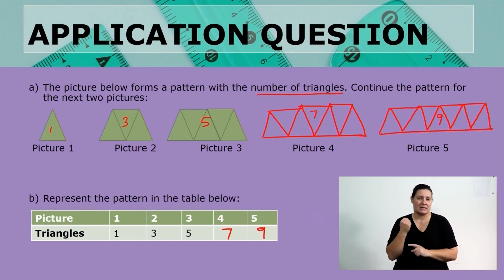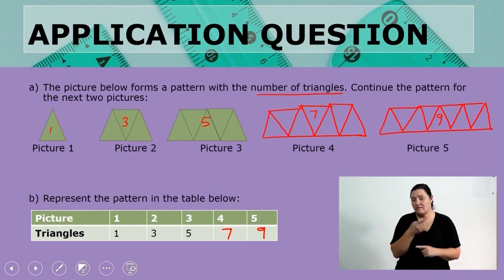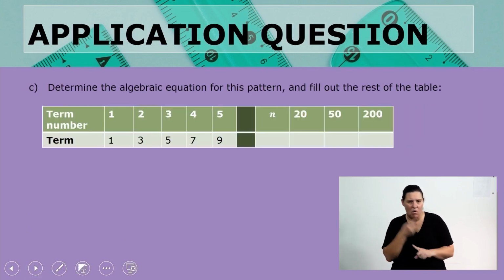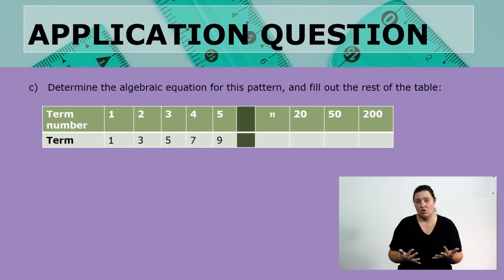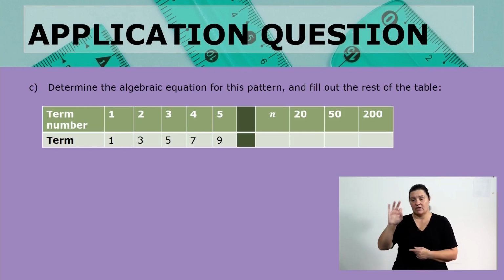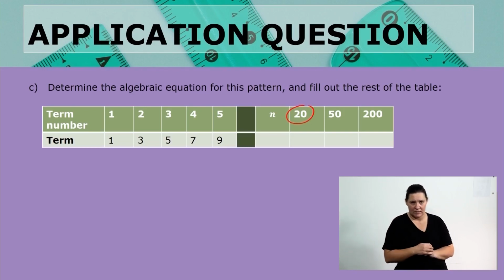But let us find the algebraic expression for it, or the algebraic equation for it, sorry. So again, I've represented it in a table. For the first picture, I have 1 triangle. The second picture, I have 3 triangles. Third picture, I have 5 triangles, and we move along with that pattern. But what about in the 20th picture? How many triangles am I going to have? Let's find the equation for it.